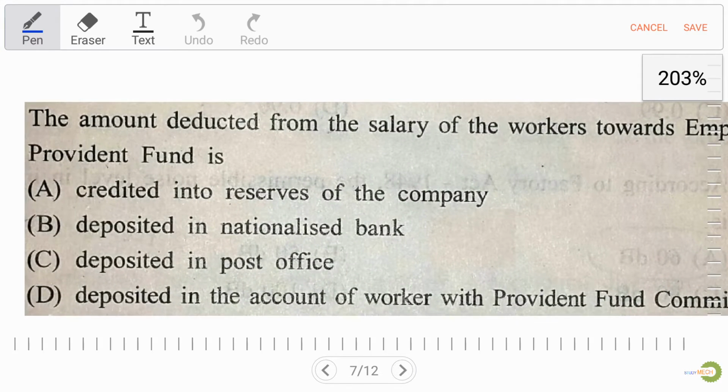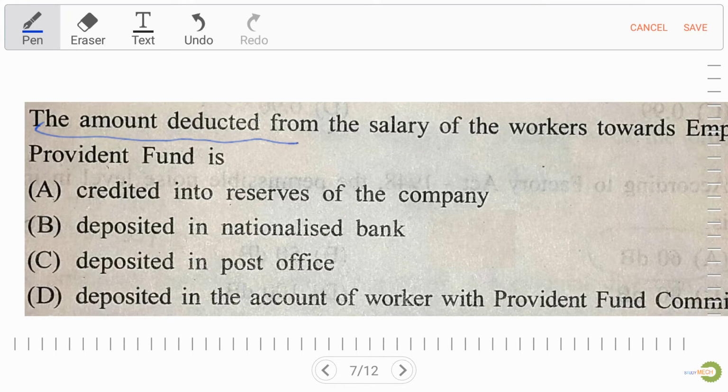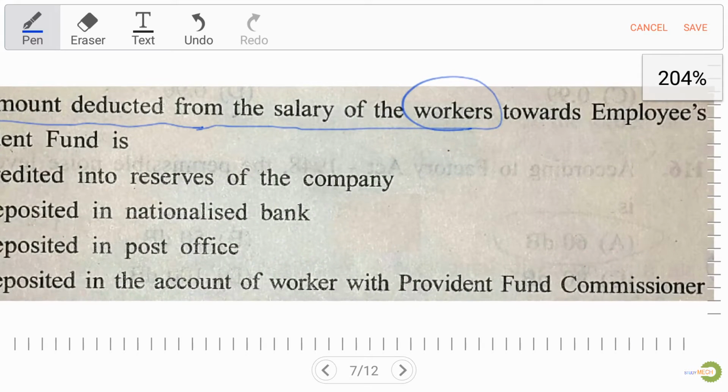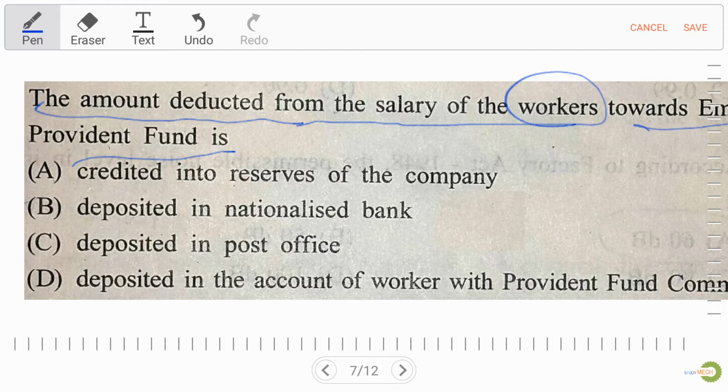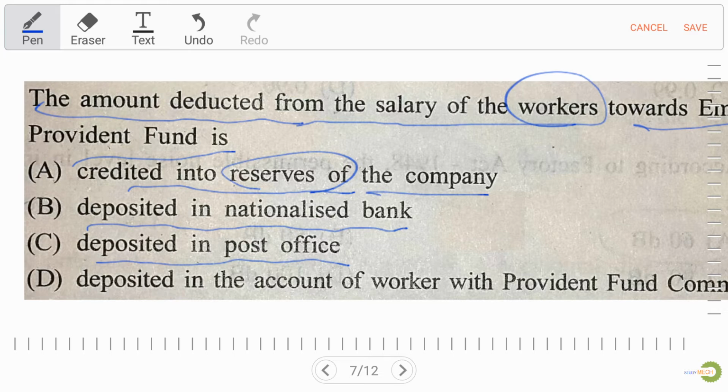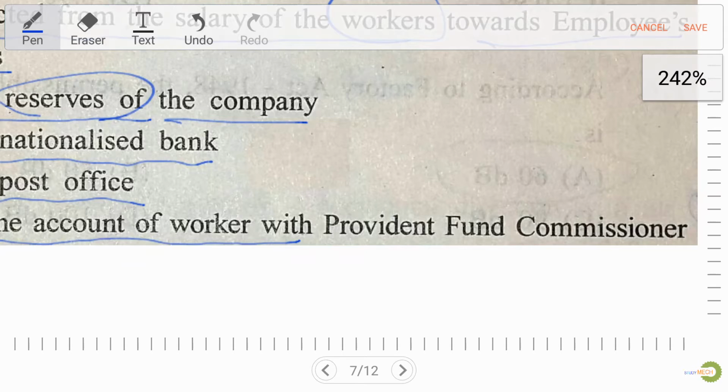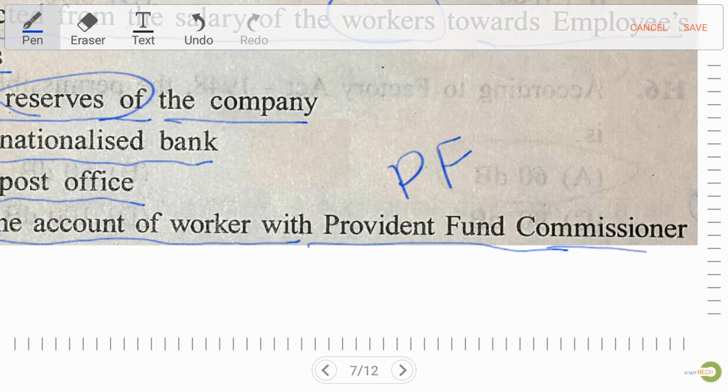Our next question is, the amount deducted from the salary of the workers towards the employees provident fund is: option A, credit into reserve of the company, option B, deposit in a nationalized bank, option C, deposit in post office, and option D, deposit in the account of the worker with the provident fund, meaning PF, the provident fund commissioner.